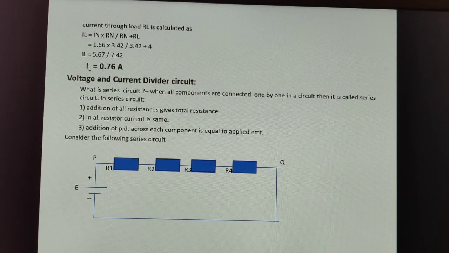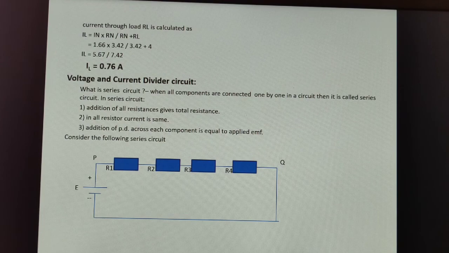Dear student, in this lecture we study voltage and current divider circuit. First we define what is series circuit. When all components are connected one by one in circuit, then it is called series circuit.